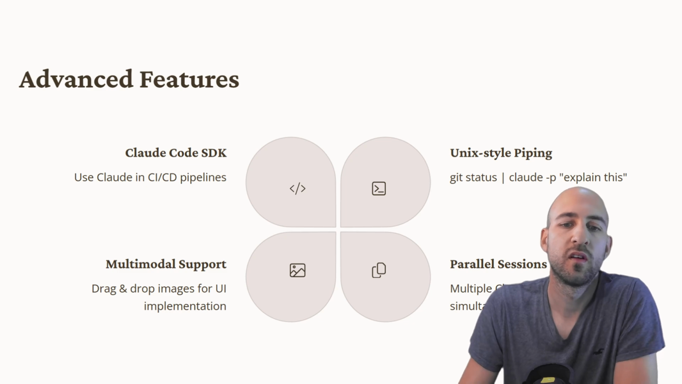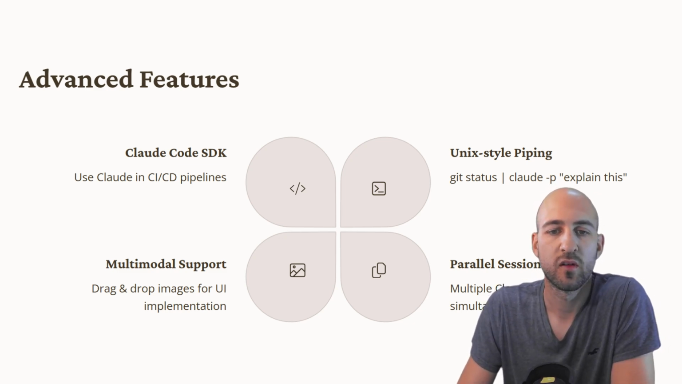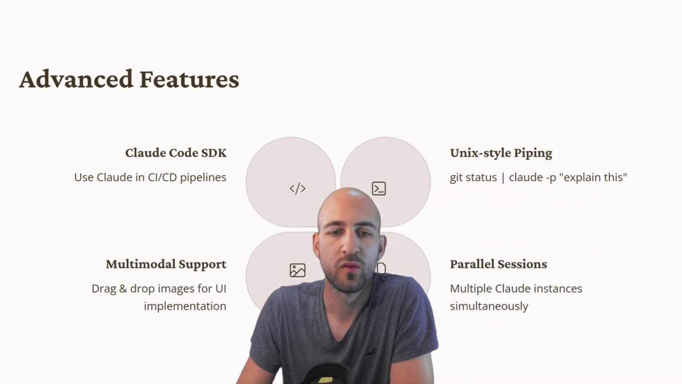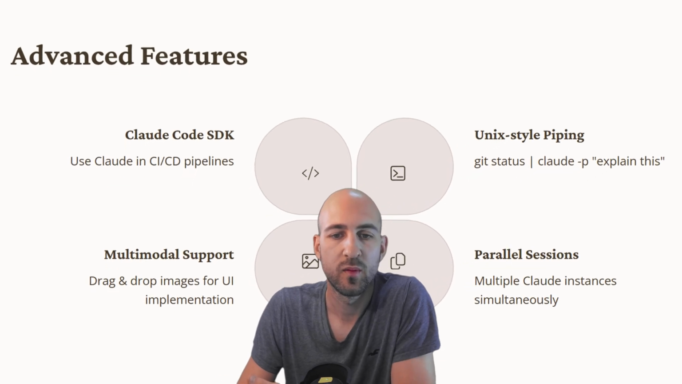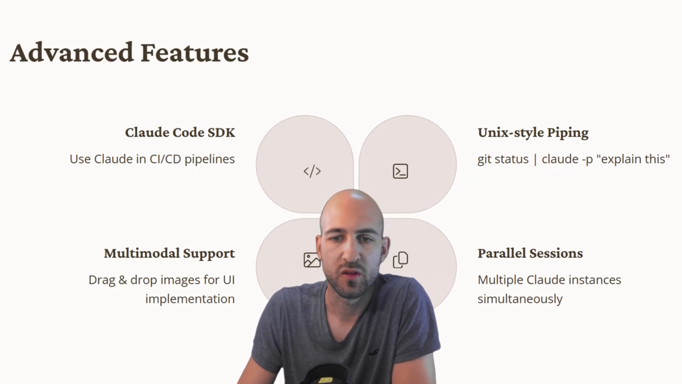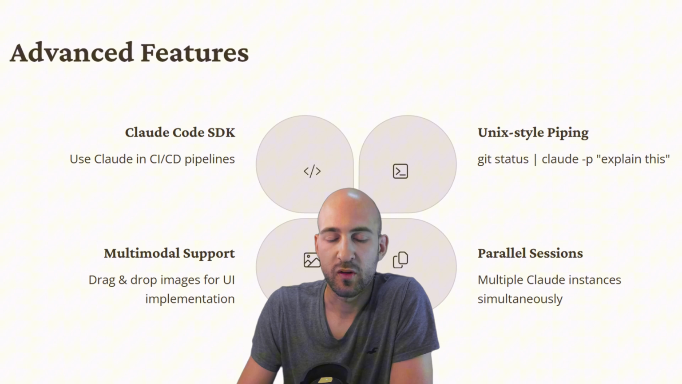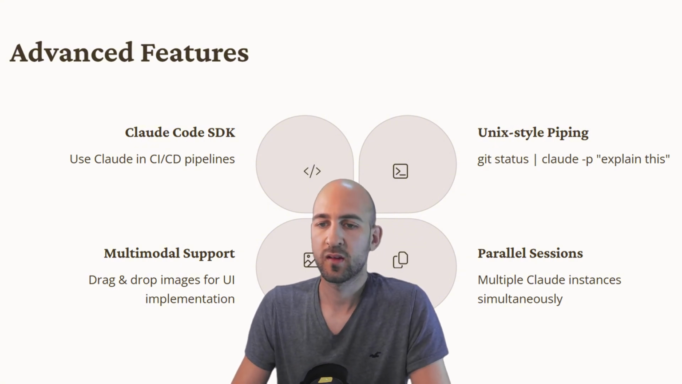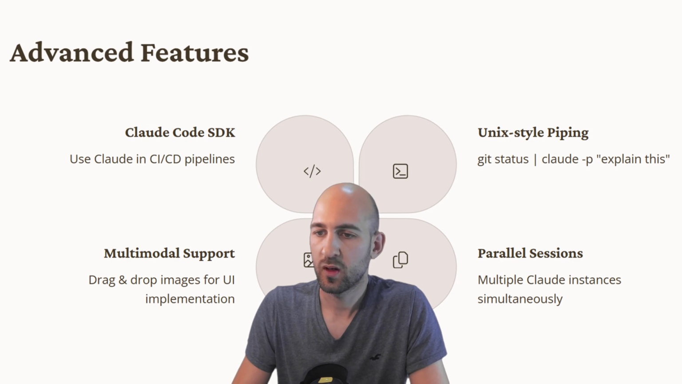The next slide is the advanced features. So as you can see here, there's also a Claude Code SDK available. You can use it in your CI/CD pipelines if you like. I don't show this here anymore. I did not test this out, but definitely something to check out in the future. It's very interesting. But here the Unix style piping is something I want to show you.